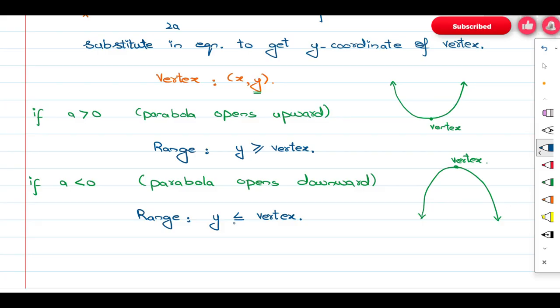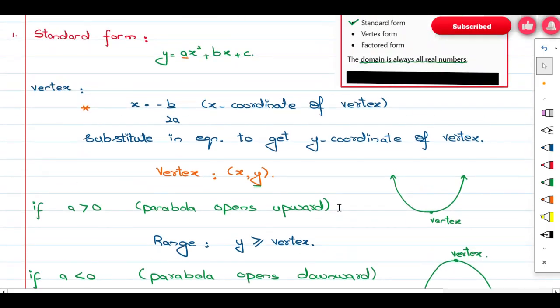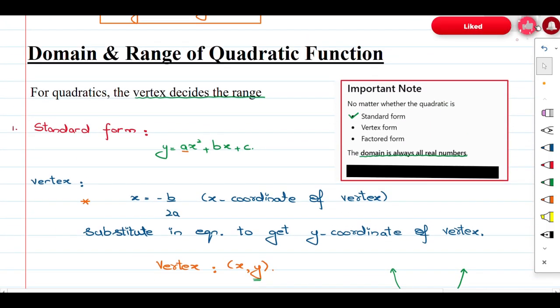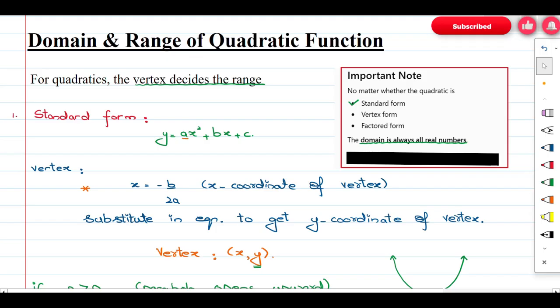Okay, now let's neatly call this, and after that we will do some examples to understand this more clearly, right? Okay, now for the domain and range of the quadratic function, keep it in mind that the domain of every quadratic function, whether it is in standard form, vertex form, or factored form, is always all real numbers. Only the range differs, right? So the vertex basically decides the range of that quadratic function. So the main thing is to figure out the vertex in your standard form, vertex form, and factored form, right?